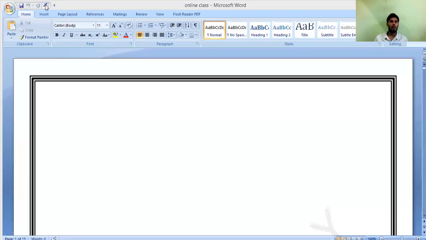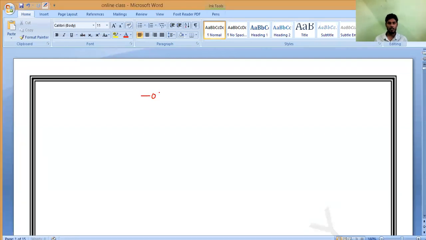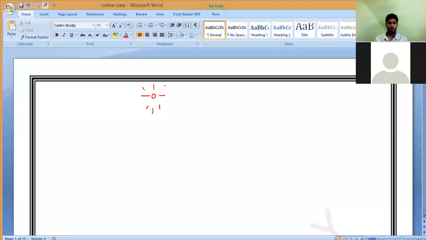So, good afternoon all of you. In today's class, we will study the next concept, which is related to the second mode of heat transfer, which we call convection. What is that? Convection. This is called convection.